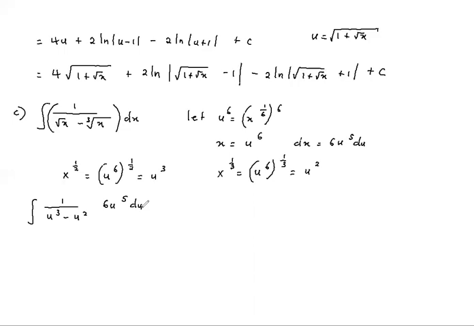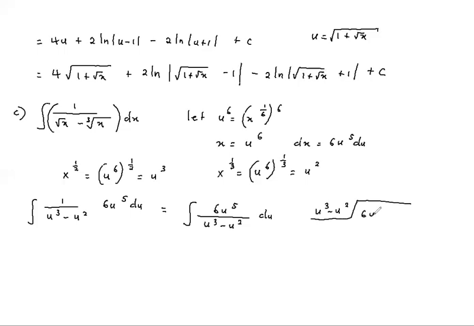So that this one becomes the integral of 6u^5 over u^3 minus u squared du. So how do we simplify it? We go through the same procedure. Since the power of the numerator is higher than that of the denominator, you go to long division and break it there.